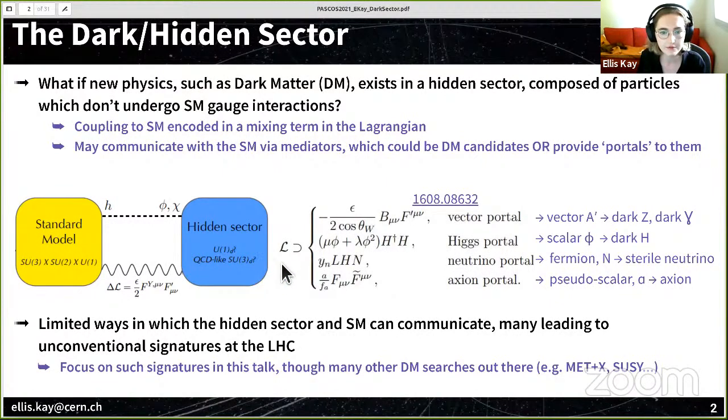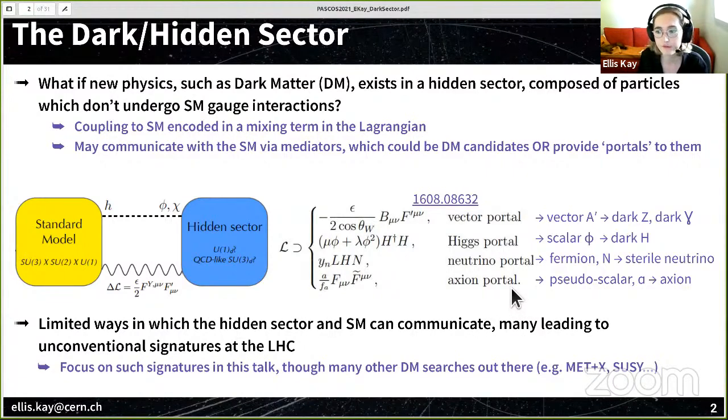So because of the limitations with the gauge and Lorentz symmetries of the standard model, there are limited ways in which this sector can communicate with the SM. And this could often lead to unconventional signatures, which we see at our experiments at the LHC. And that's what I'm going to focus on in this talk. There are a lot of other types of dark matter searches, including MET plus X, and I think my colleague from CMS is going to talk about those tomorrow.